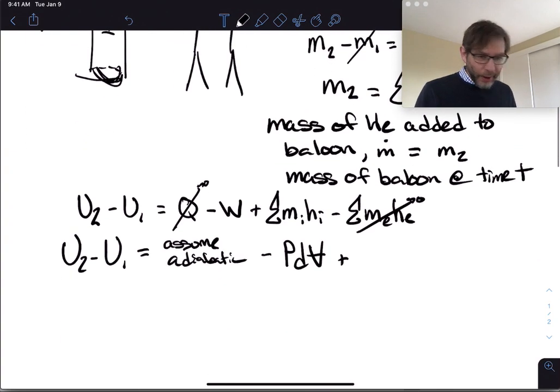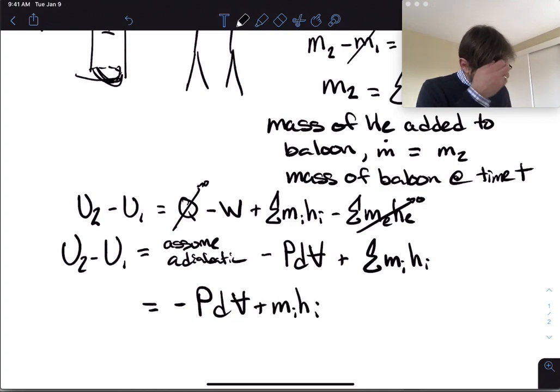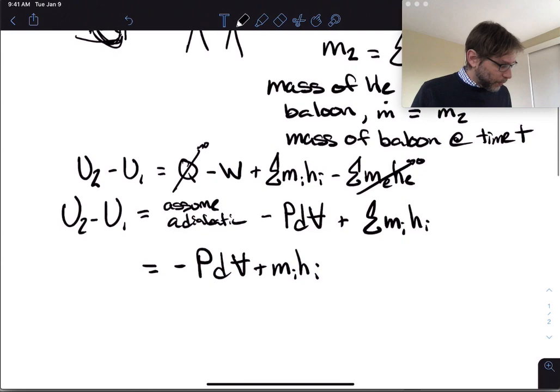Okay, and then we can essentially include the term for the energy going in, m_i h_i, which is the amount of stuff going in. So then we're going to assume here minus PdV plus m_i h_i. So essentially we'll assume that the change in internal energy equals minus PdV plus m_i h_i.